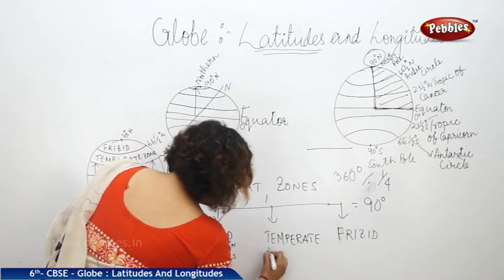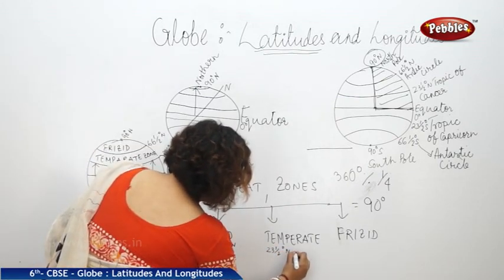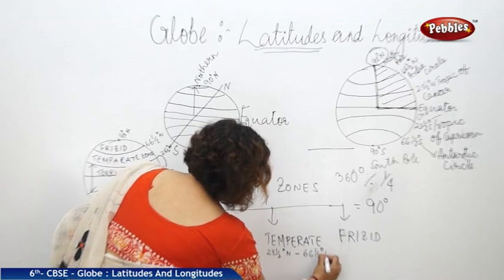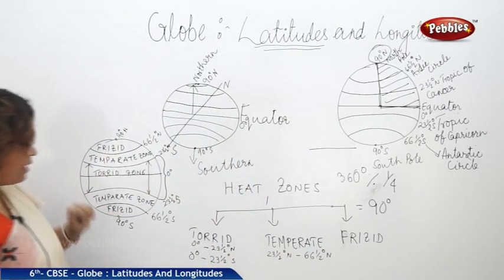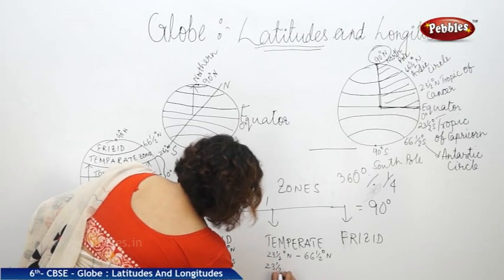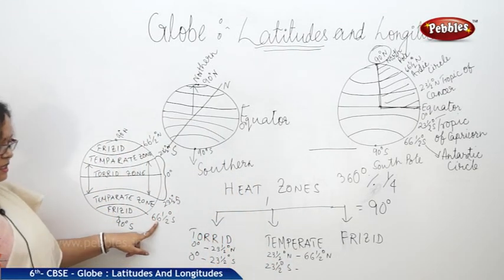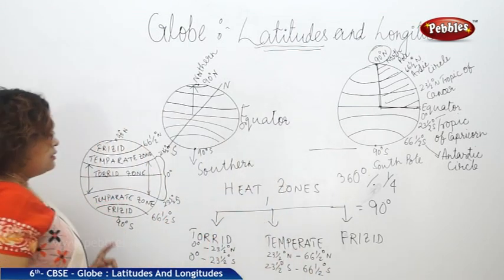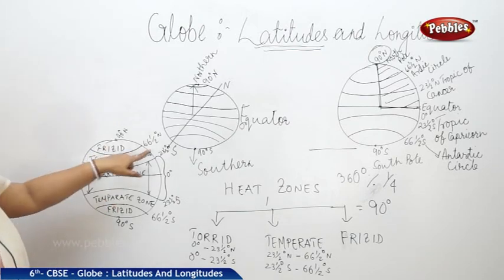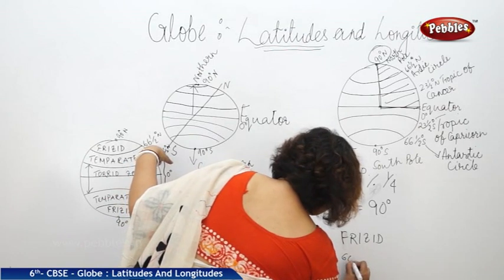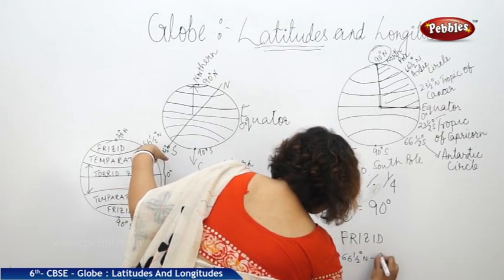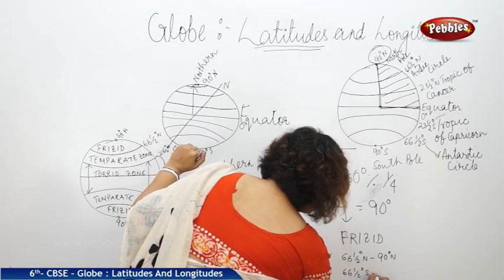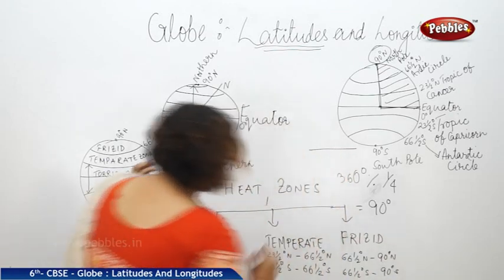The temperate zone, in the same way, is 23.5 degree north to 66.5 degree north, and 23.5 degree south to 66.5 degree south. Coming to the frigid zone, we can see again 66.5 degree north to 90 degree north and 66.5 degrees south to 90 degrees south.